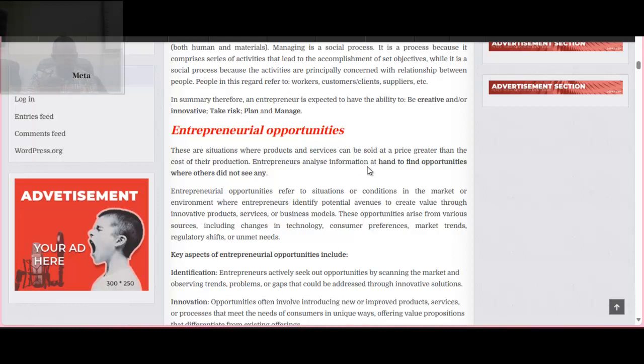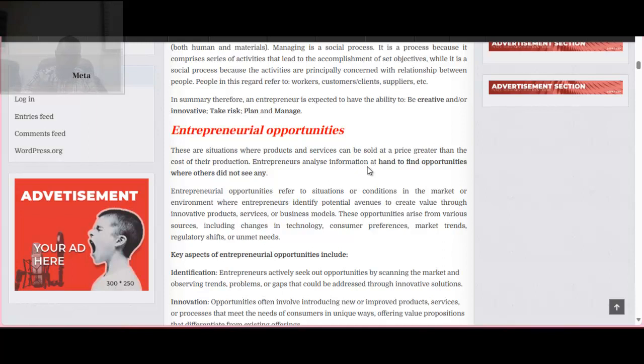When you see an opportunity that has economic value, you jump at it. That's what this is talking about. These are situations where products and services can be sold at a price greater than the cost of their production. It's a privilege that you see that is not common. Oh yes, they are going to leave, and once they leave, this thing will skyrocket. With that, I was able to strike a deal so that I'll be the sole distributor.